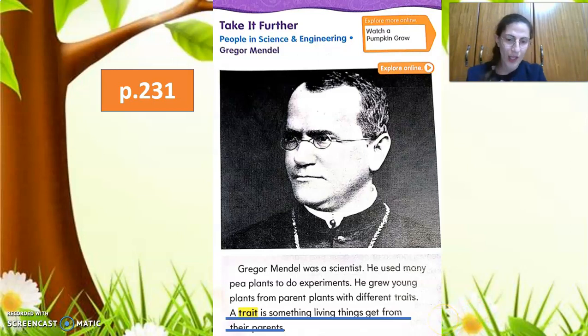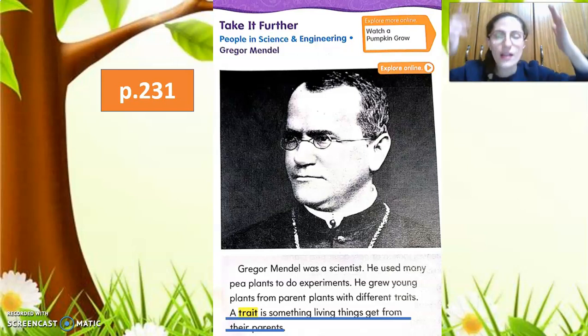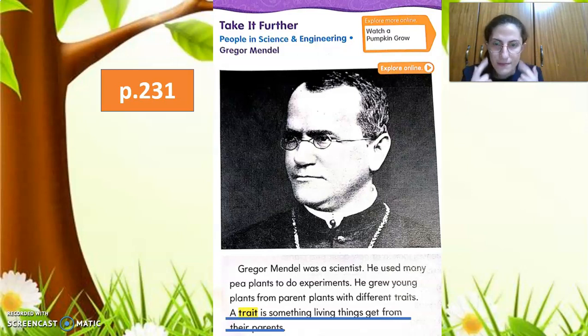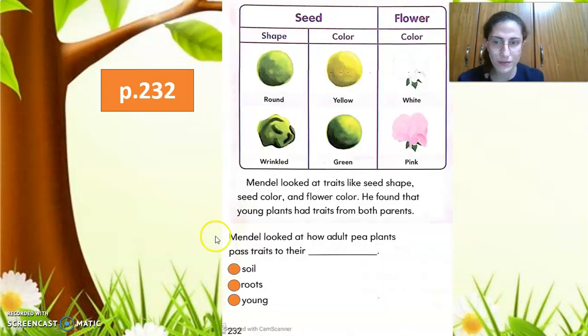A trait is something living things get from their parents, such as what? Such as the color of their eyes, color of your hair, color of your skin. Clear? So far so good? We open to page 232.